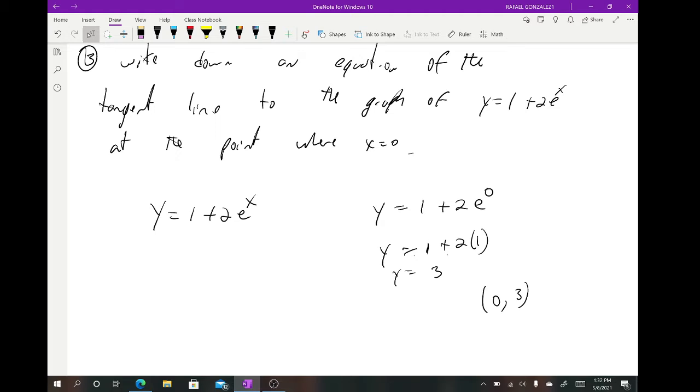Okay, so that's the first thing that I would like to get out of the way, because I will eventually need this to write down the equation of the tangent line. So might as well get it out of the way.